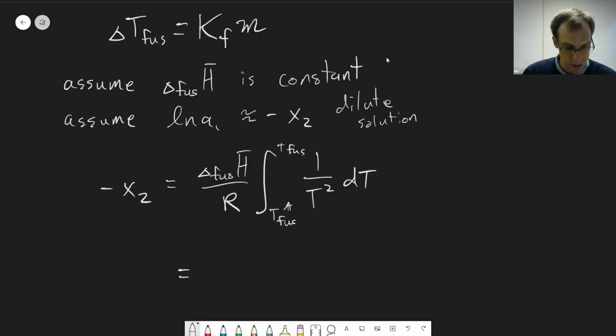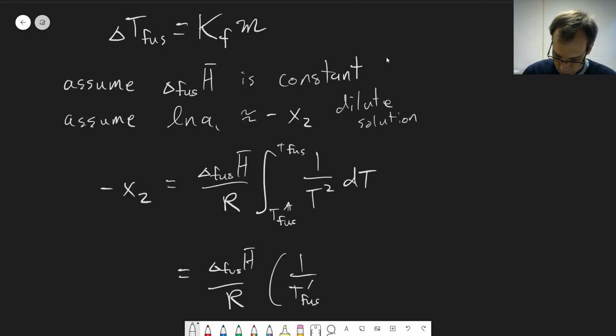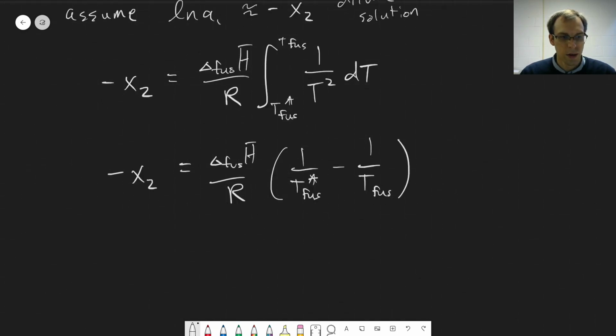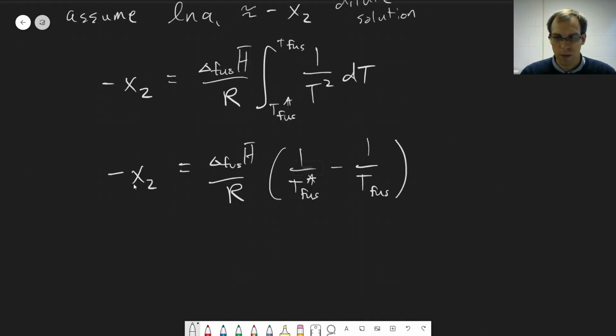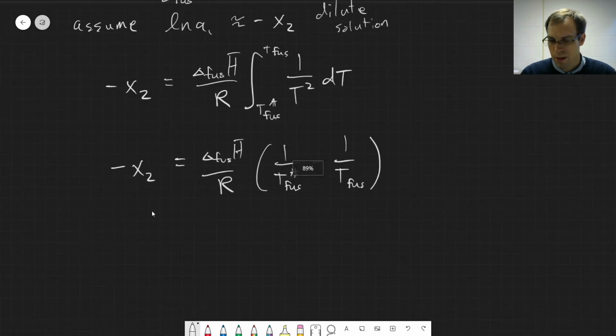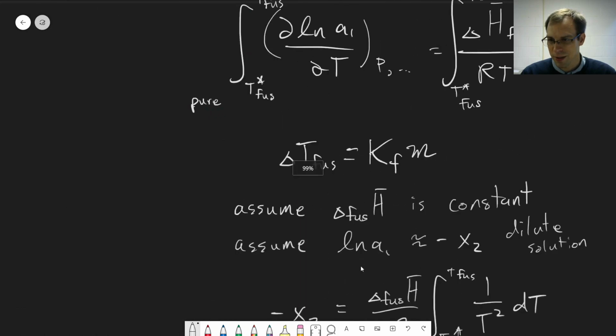And we get that this is equal to delta H over R times 1 over T fusion star minus 1 over T fusion, whatever the melting point changes to. Okay, and so now we have an expression, and that's, again, equal to negative x2. And we can rewrite this.